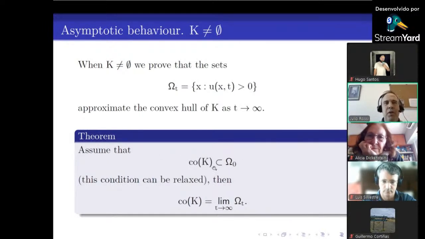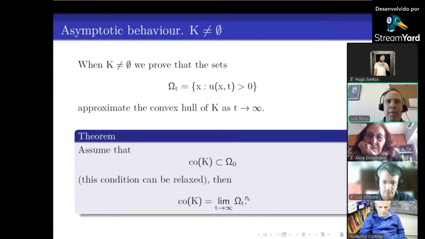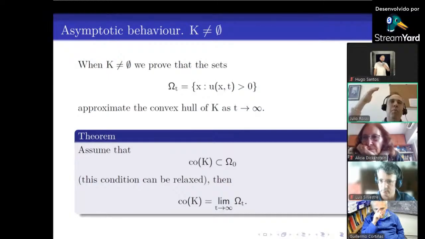So if the convex hull of the set K is contained in your initial domain, so it's contained inside your initial surface, then you obtain what you want. The movement by minimal curvature of the surfaces converges to the convex hull of your set K as t goes to infinity. These sets Omega_t are exactly the positivity sets of the solution to the PDE that corresponds to the level set formulation of this motion by minimal curvature.